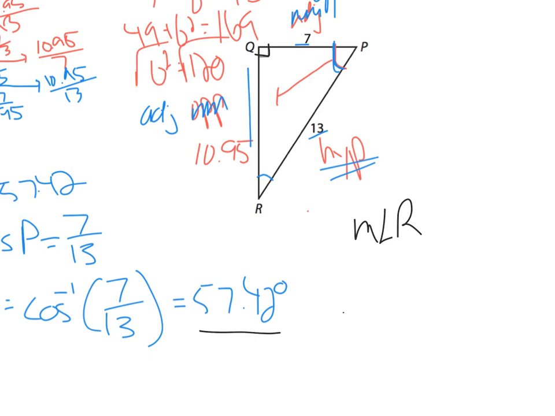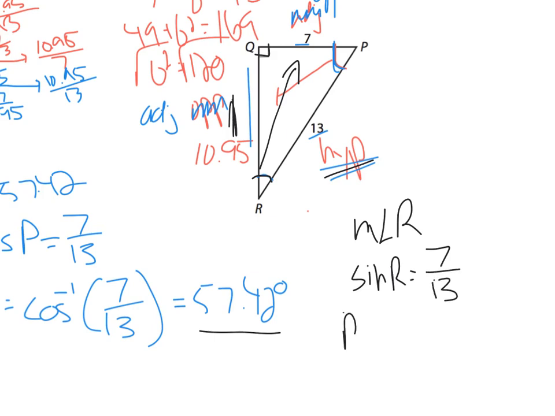Or, just for practice, we'll look at R here and set up a trig. So now, pretending we didn't know what QR is, we now have our opposite and our hypotenuse. So that is going to be sine of R equals 7 over 13. Same as with P, you're going to do the sine inverse of 7 over 13, which will equal 32.58. Which, when you add that with 57.42 plus 90, will give you 180.